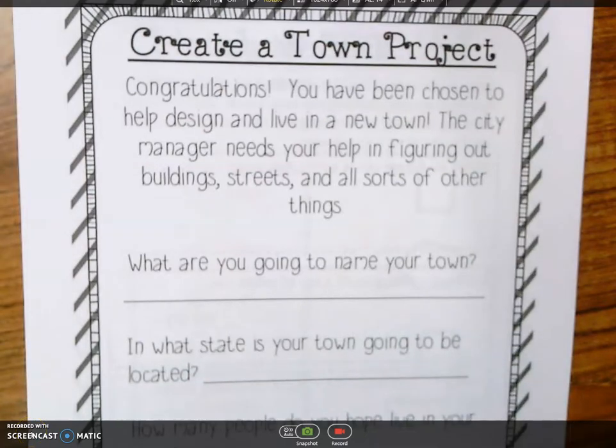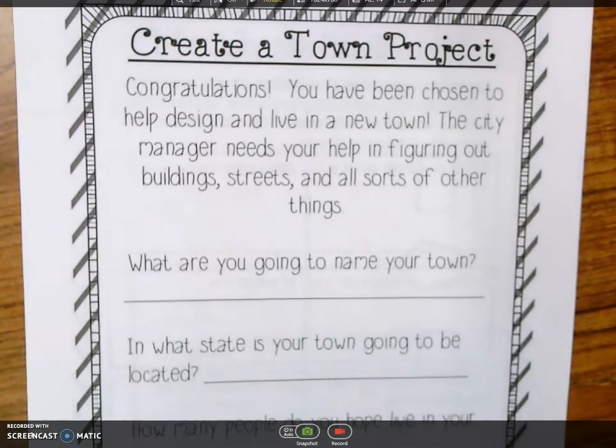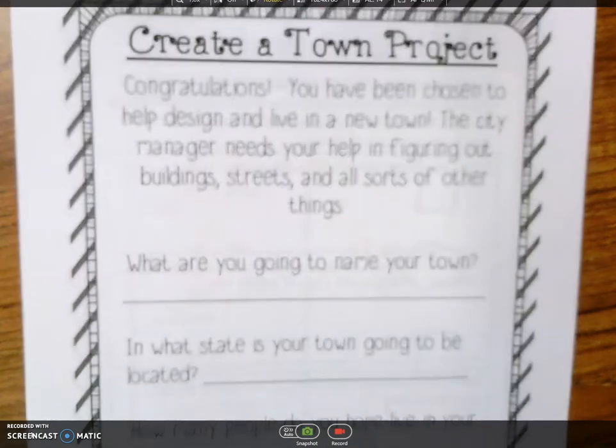Good morning, fifth grade. Today we're going to be walking through your Create a Town project, which you are going to be working on for Monday and Tuesday.